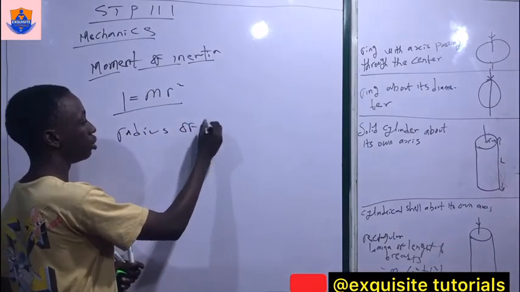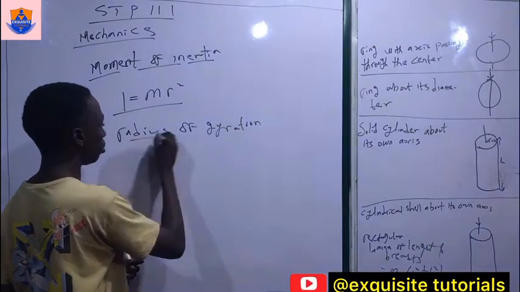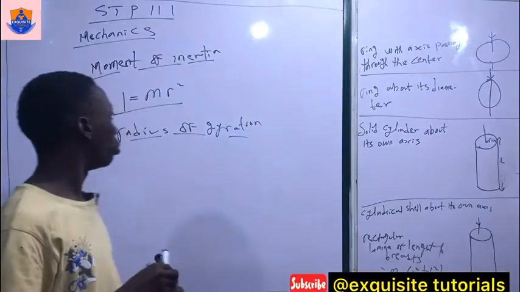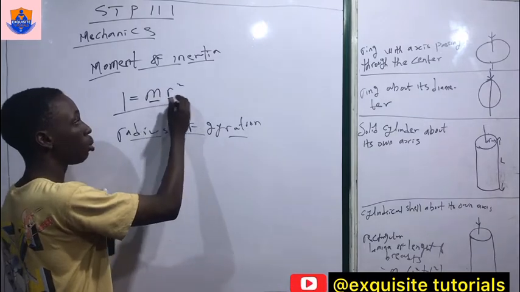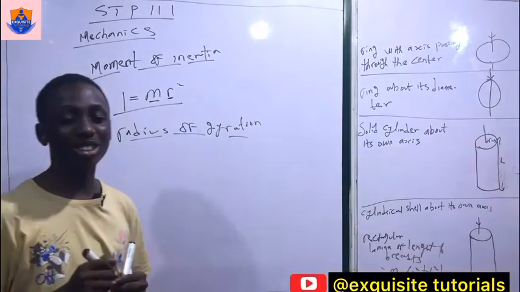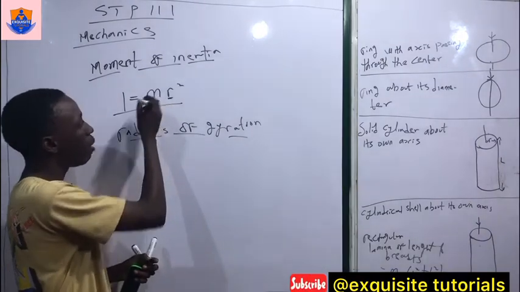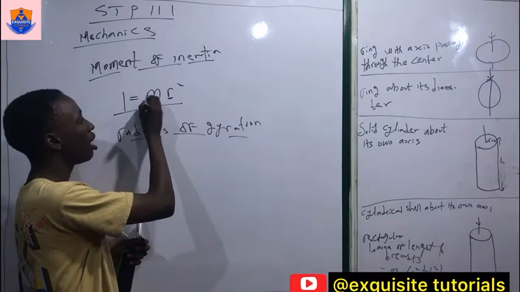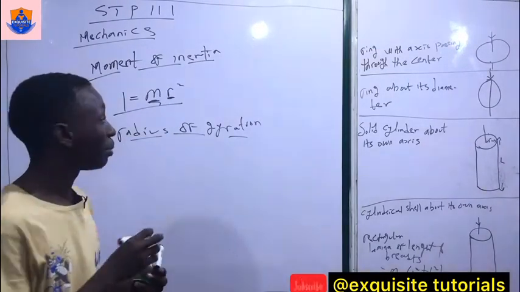We're also going to be taking a look at the radius of gyration. Before we take this, you can see that in moment of inertia, we were multiplying mass by the square of distance. Moment of inertia depends majorly on two things: the distribution of the mass and the perpendicular distance.